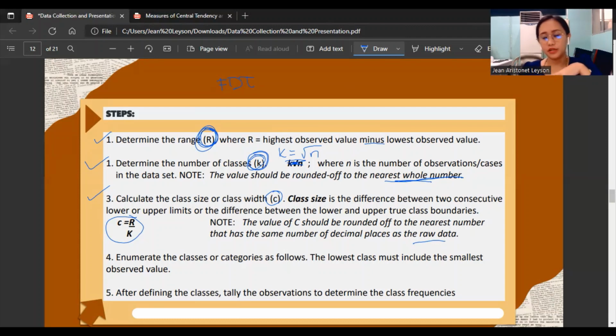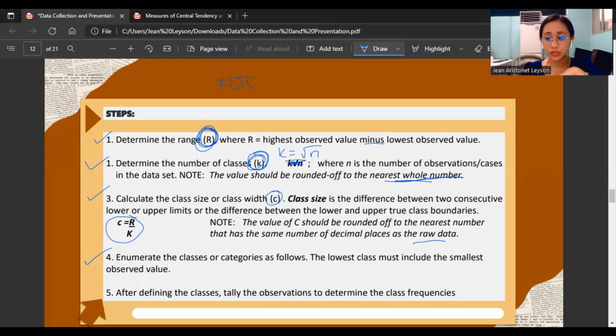If the data set is composed of whole numbers, so your class size or class width should be rounded off to the nearest whole number. If there are two decimal places, if there is one, so that should have the same format with the class size or class width. Fourth one is enumerate the classes or categories as follows.